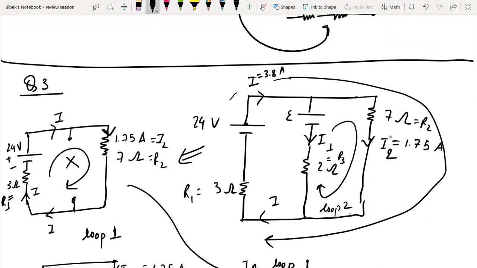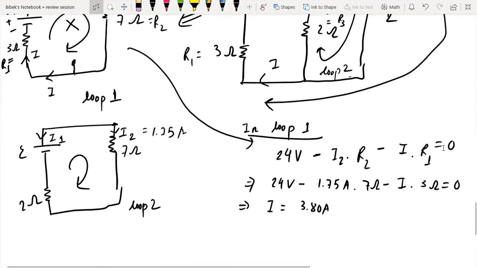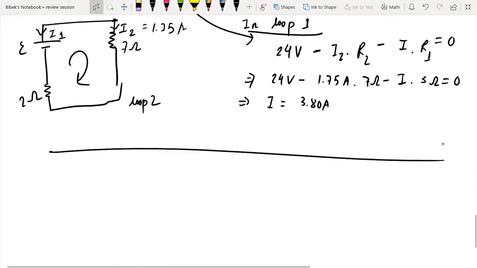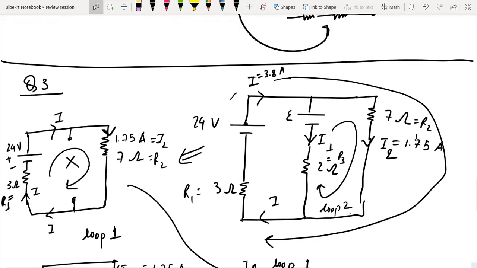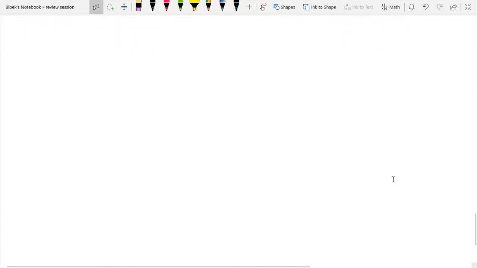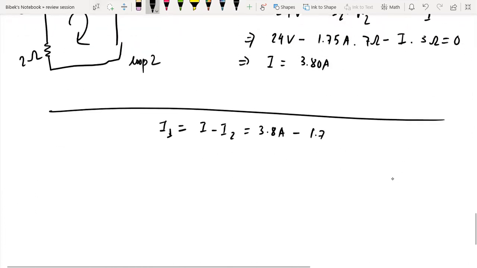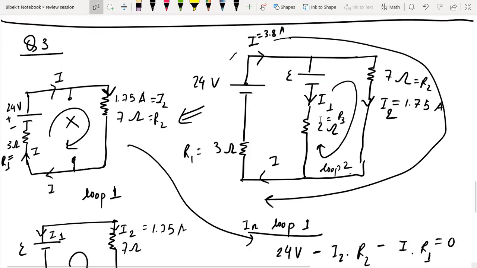So if this is 3.8, if this is 1.7, then well, what will be this current? It will just be subtraction of this amount of current from this one. So your I1 is going to be I minus I2. That is 3.8 ampere. That is this current subtracted by this. Okay, 3.8 minus 1.75. So this is going to be 2.05 ampere, and that's the amount flowing in here.